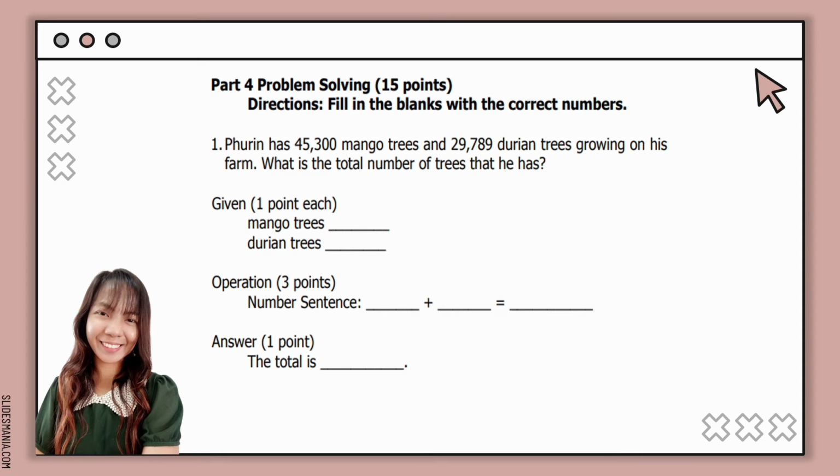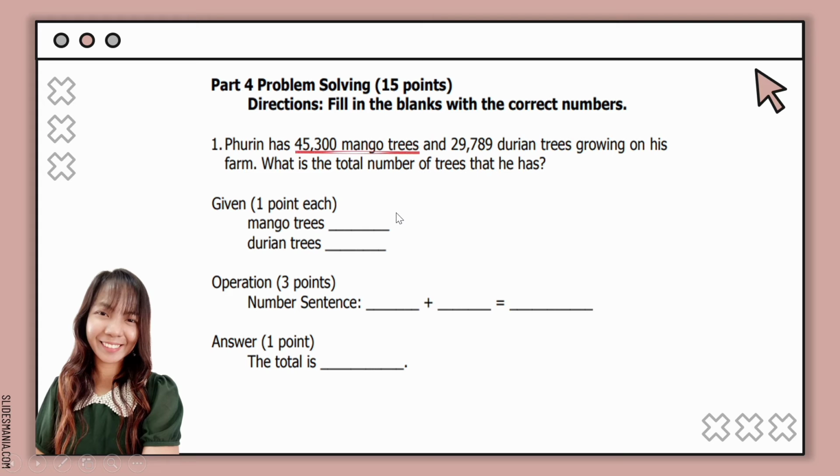Okay, for part 4, problem solving, I will read the question for you. Purin has 45,300 mango trees and 29,789 durian trees growing on his farm. What is the total number of trees that he has? In this blank, you have to write how many trees.